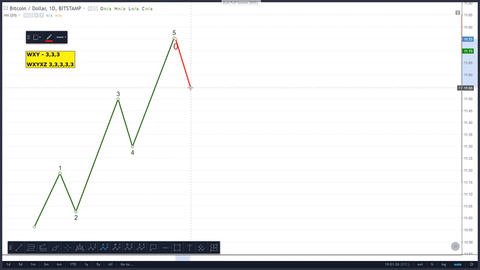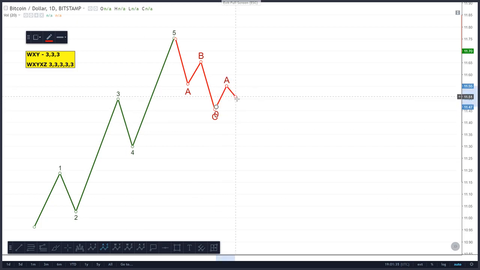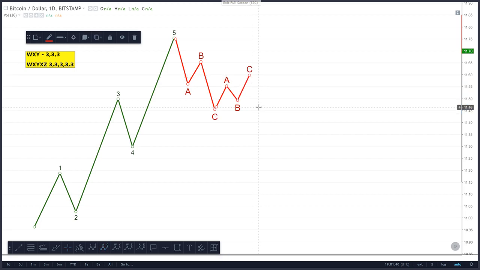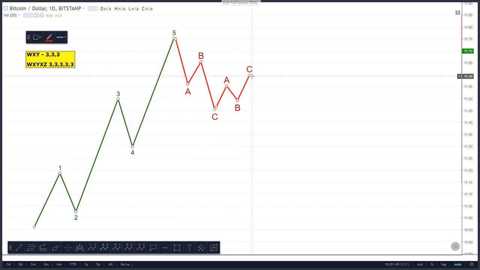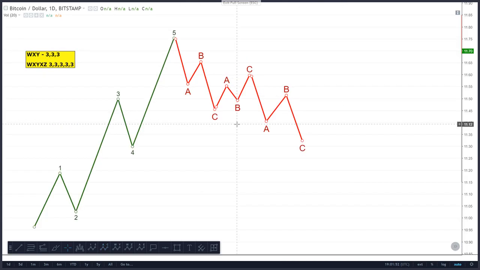So we'll get our first corrective pattern, which is a zigzag, and this will be our wave W, and then a slightly smaller connecting wave, which is our X wave, which in itself is a zigzag, before we get our final terminal leg, which is Y, which in itself is a zigzag. So we call this a double zigzag because there's two zigzags connected here. And the wave count, you'll be able to count 7 waves down.